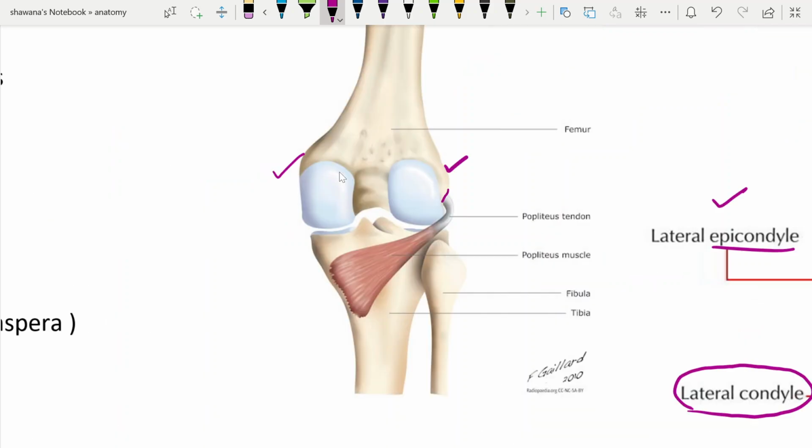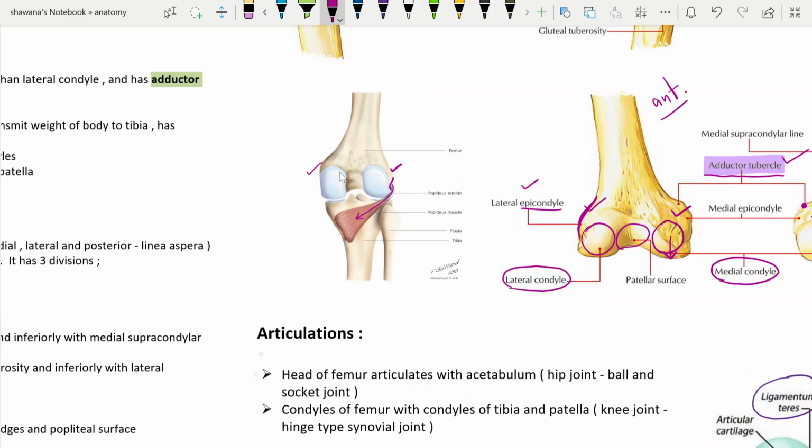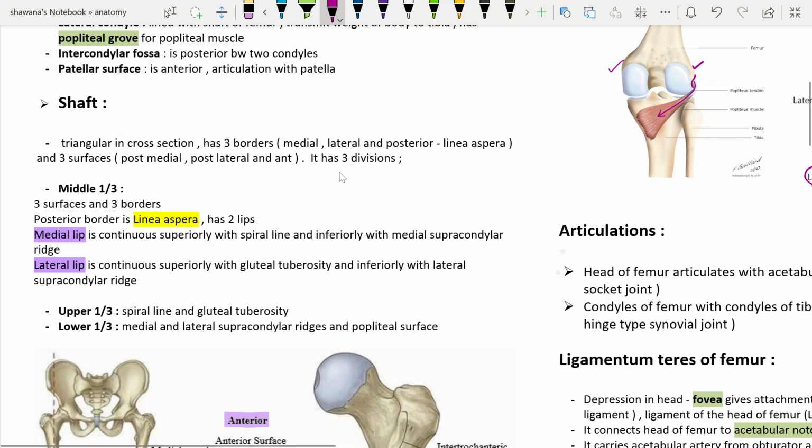It has a groove which serves as the site for the passing of the popliteus muscle. So it is the popliteal groove. It is of importance in the lateral condyle. Okay, let's move towards the shaft.